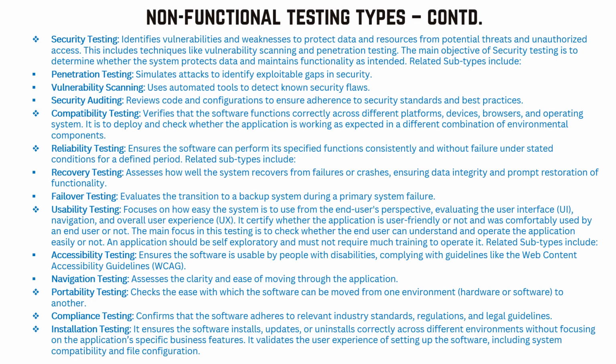Okay, a couple of subtypes of usability testing are called accessibility testing and navigation testing. Through accessibility testing, the user will ensure the software is usable by people with disabilities, complying with guidelines like the Web Content Accessibility Guidelines, or WCAG standard. Navigation testing assesses the clarity and ease of moving through the application. Then we'll discuss a couple more non-functional testing types like portability, compliance, and installation testing.